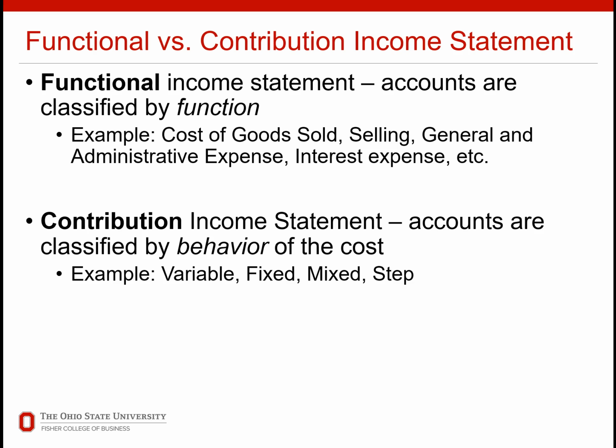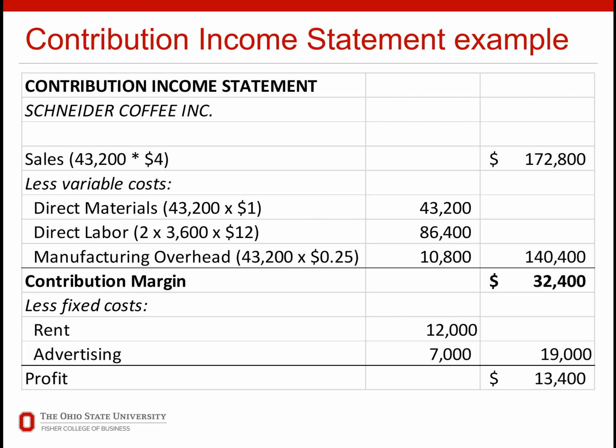Another way to look at the income statement is on a contribution basis. So in essence, accounts are classified by the behavior of the cost. Again, the examples you see here are variable, fixed, mixed, and step. We'll get into defining variable, fixed, mixed, and step in another slide here, but I wanted to show you what a contribution income statement looks like. And so here you can see a fictitious example of Schneider Coffee Inc., in which we are detailing out sales less variable costs to arrive at a contribution margin.